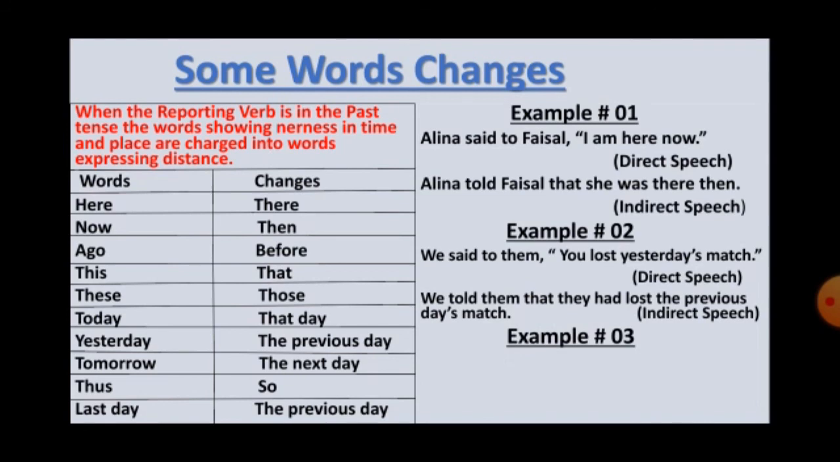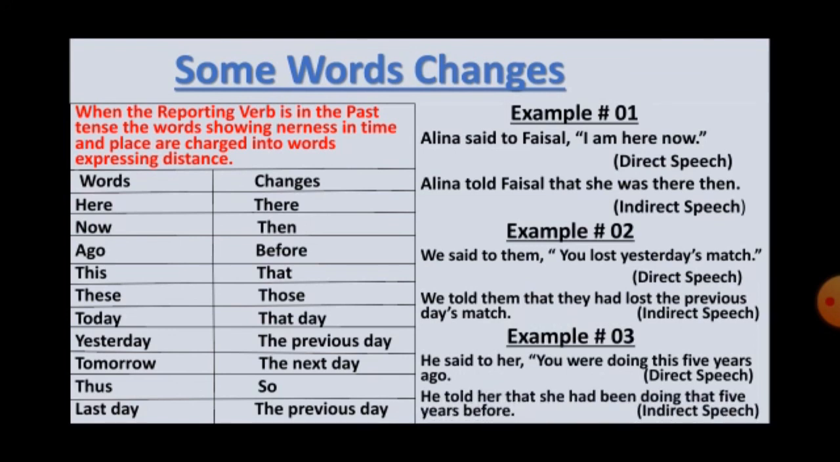Third example: he said to her, "You were doing this 5 years ago." So he told her that she had been doing that 5 years before. So "ago" is changed into "before", "yesterday" changed into "previous day", "here" changes into "there", and "now" changes into "then". This is what our third changes are.